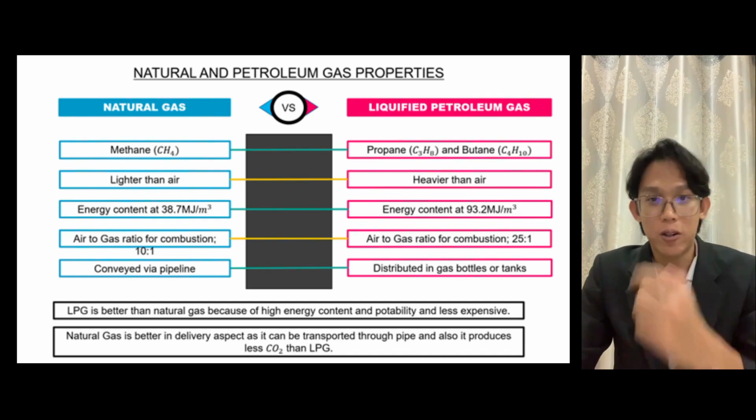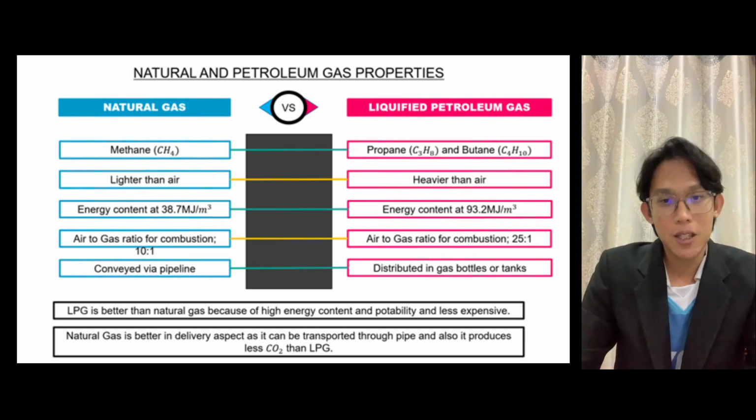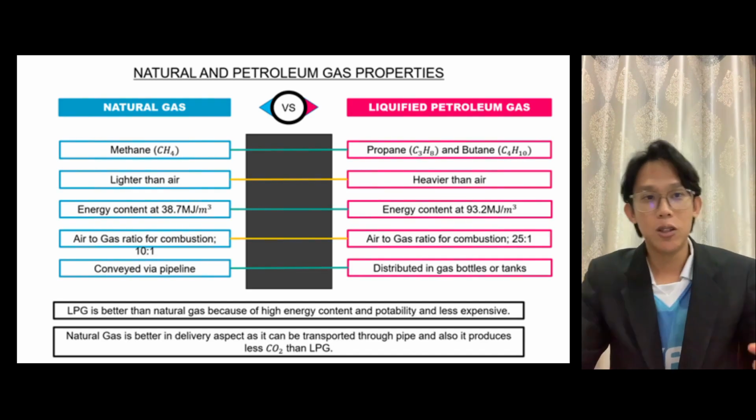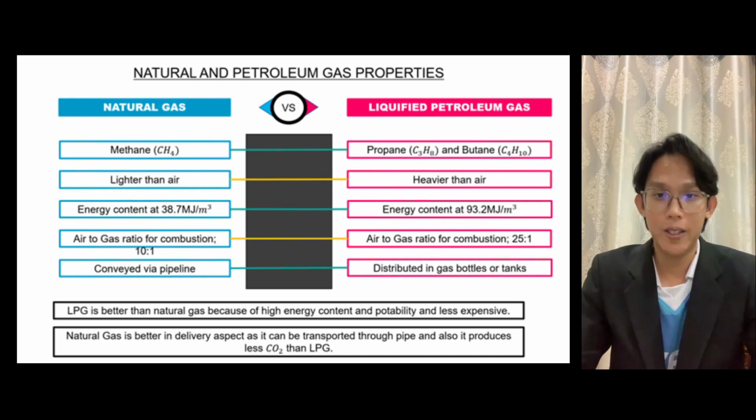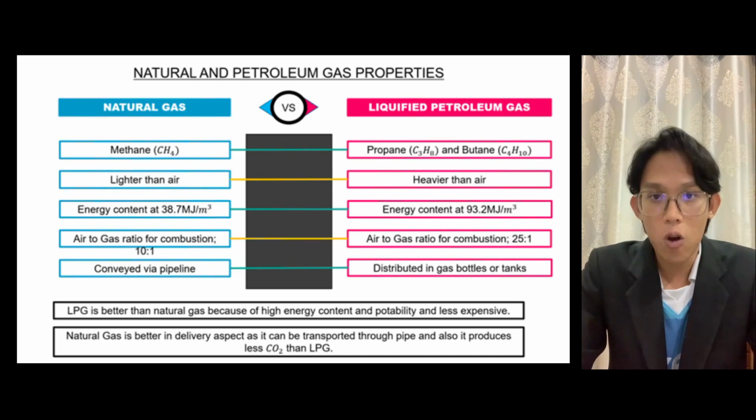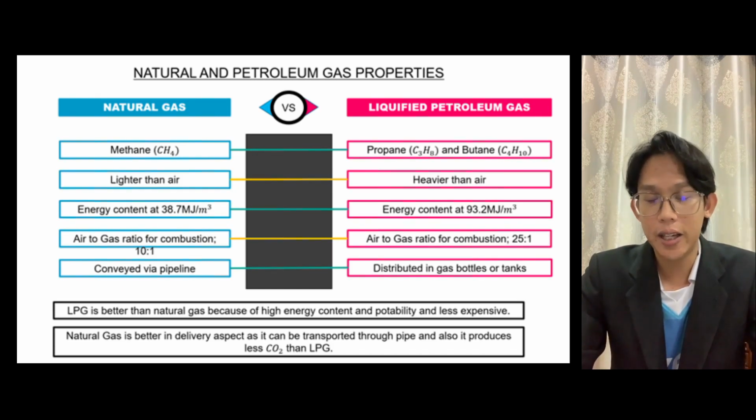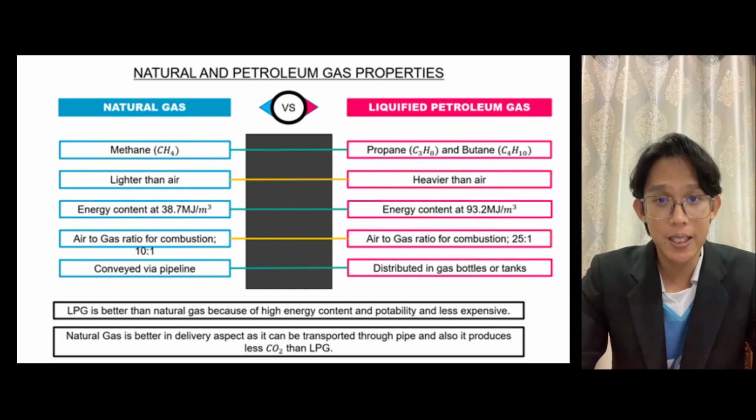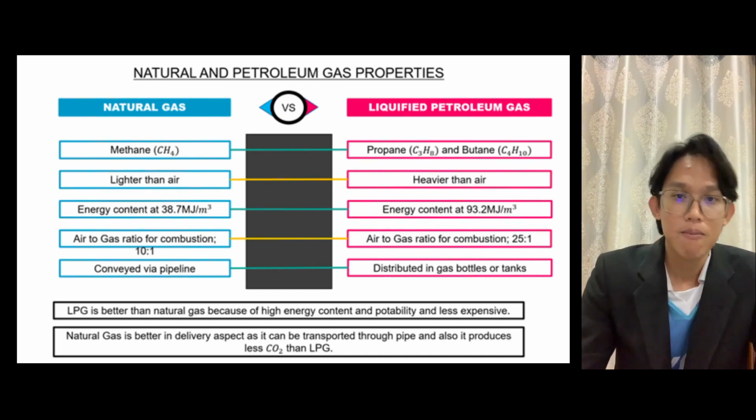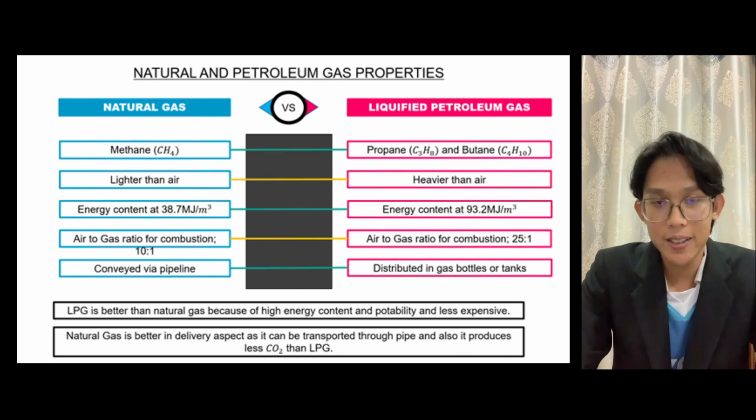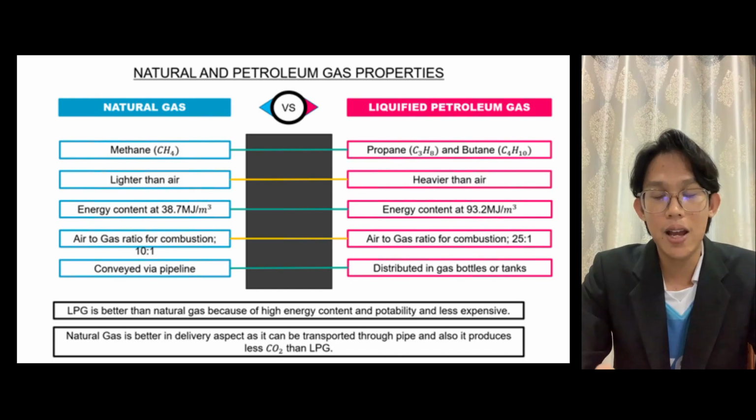Assalamualaikum warahmatullahi wabarakatuh. My name is Ahmad Izzuddin Berohadi, and today I will talk about natural and petroleum gas properties. LPG or liquefied petroleum gas and natural gas are clearly chemically different gases, because natural gas is methane, while LPG is propane or butane. Next property is that natural gas is lighter than LPG.